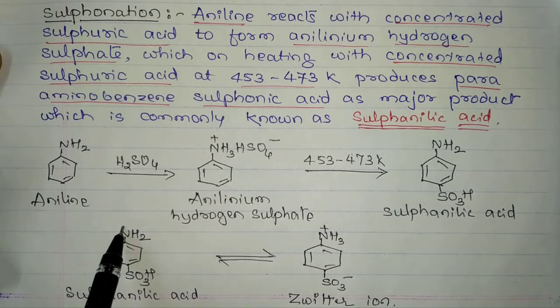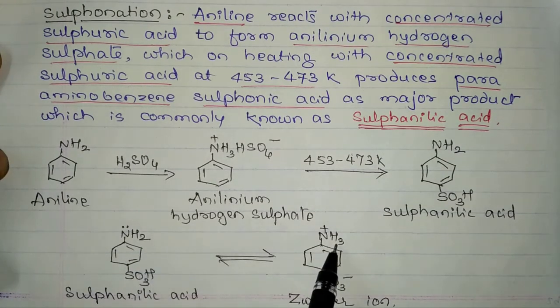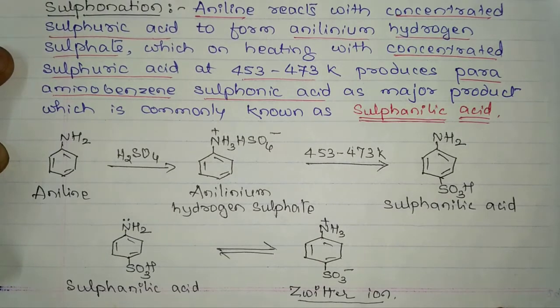NH2 is basic in nature, SO3H is acidic in nature. Acids are those which donate proton, so it donates a proton to this basic group, so NH2 becomes NH3 plus, SO3H becomes SO3 minus. This contains both positive and negative charges within the molecule. Such type of compounds are called Zwitter ion. This is about sulfonation of aniline.